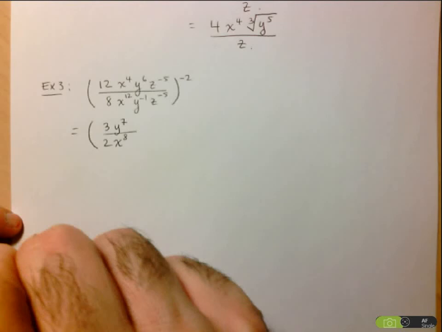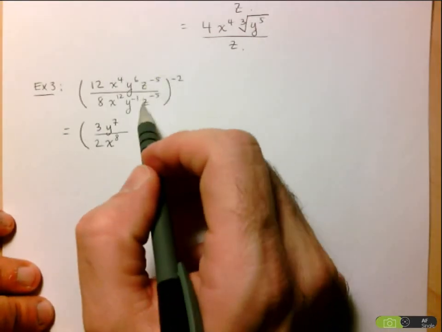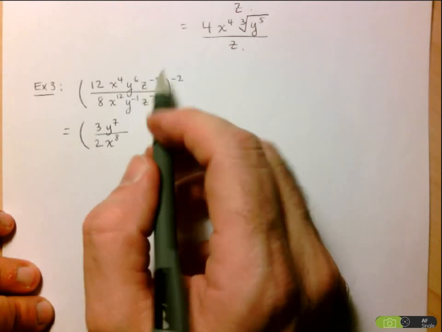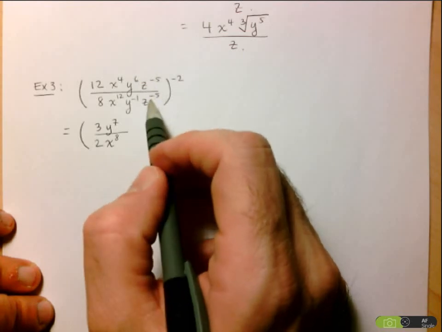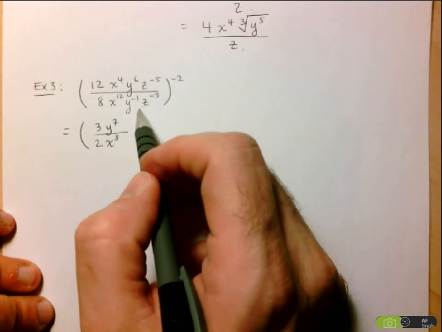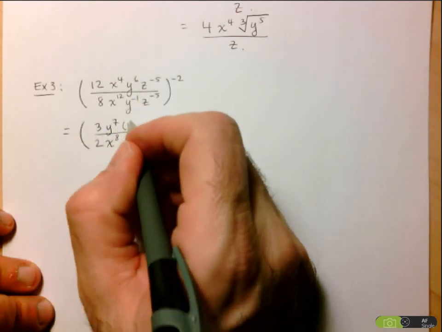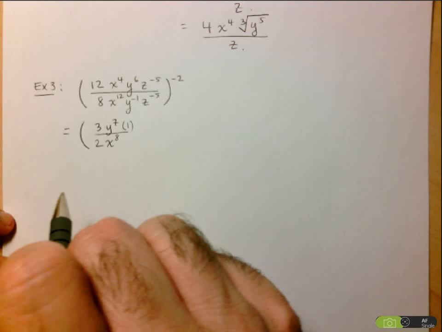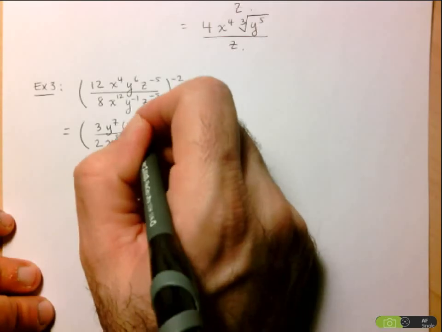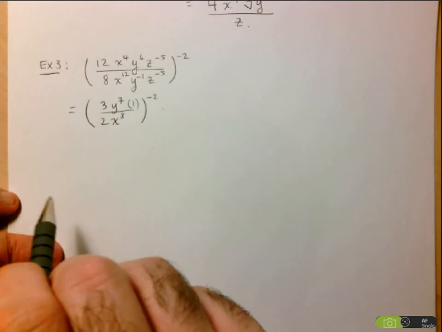Now we've got z to the negative 5 over z to the negative 5. Well, negative 5 minus negative 5, that's negative 5 plus 5, which is 0. So I've got z to the 0, but that's just equal to 1. So there's no point in writing it down. If I really wanted to, I could write that 1 there. Another way of thinking of this is that something divided by itself is just equal to 1. So we've already simplified that quite a bit.